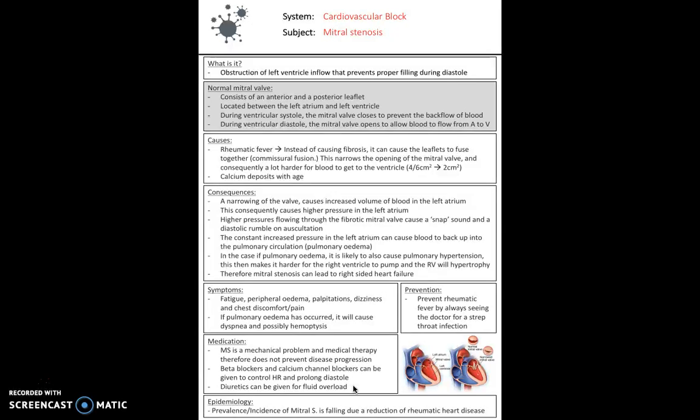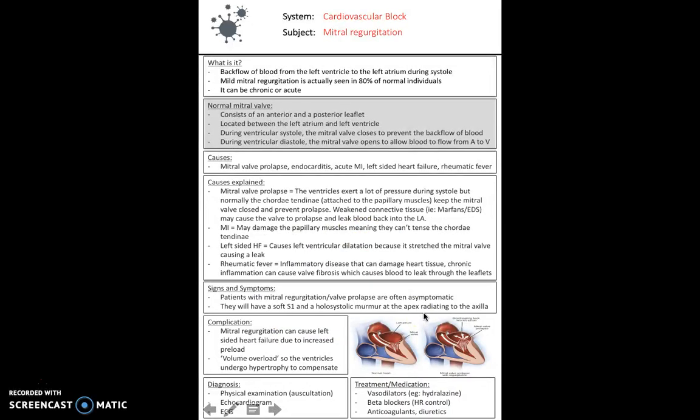In terms of epidemiology of mitral stenosis, it's important to be aware that the incidence of cases is falling year on year, and this is due to a reduction in the cases of rheumatic heart disease, so there is a direct link between the 2. Mitral regurgitation is also really important to be aware of. This is backflow of blood from the left ventricle to the left atrium, and actually this is present in 80% of the population, but can of course be asymptomatic in a lot of those patients.